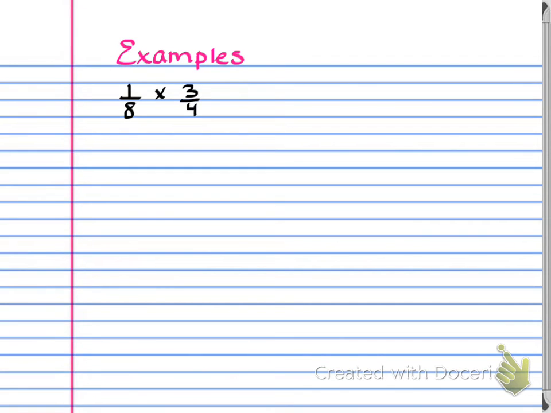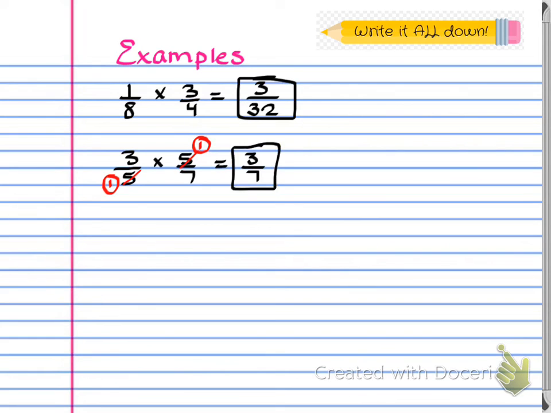So we've got some examples here. We've got 1/8 times 3/4. So go ahead and try that now. Looks like we cannot cross simplify the 8 and the 3, and we can't cross simplify the 1 and the 4. So we're just going to multiply straight across. 1 times 3 is 3, 8 times 4 is 32. Then we have 3/5 times 5/7. We can't do anything with the 3 and 7, but 5 and 5, we can divide them both out by 5. So we're going to go ahead and do that here. We get 1s there. Then 3 times 1 is 3, and 1 times 7 is 7, so you get an answer of 3/7. Don't forget to write those 2 examples down.